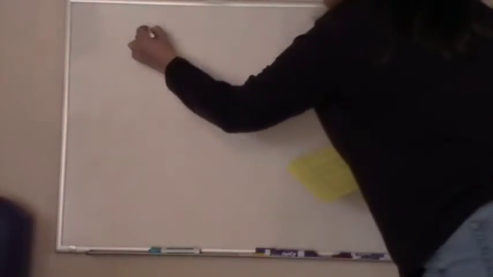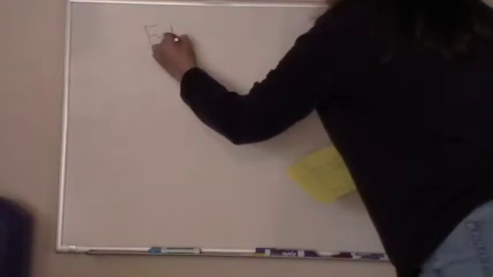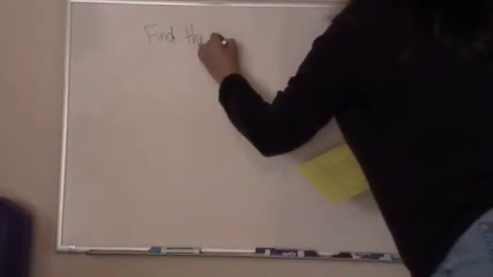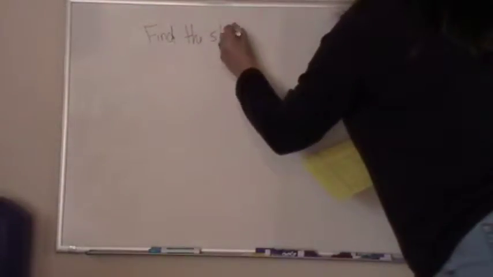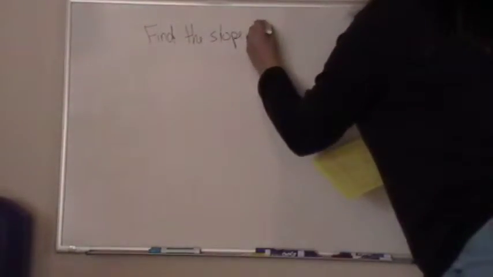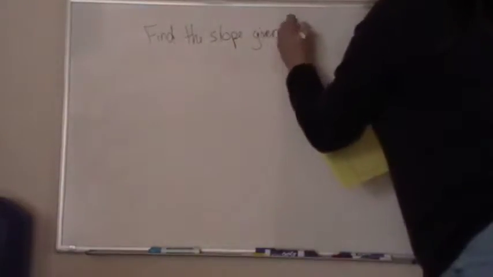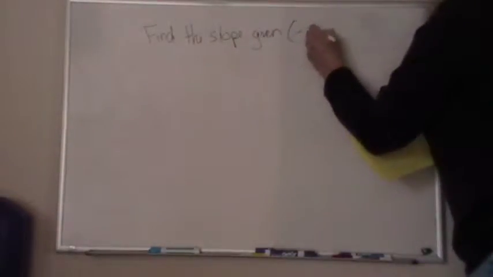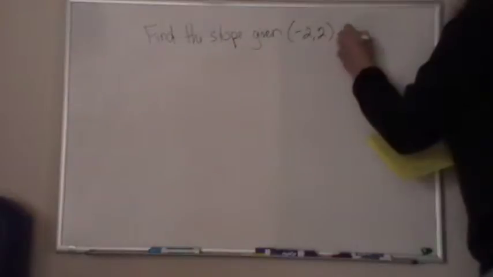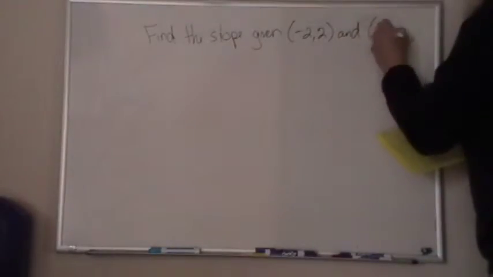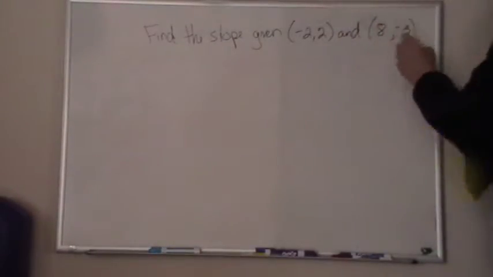So the first thing we're going to do is find the slope of a line given 2 points. So I'm going to give you the points (-2, 2) and (8, -3).